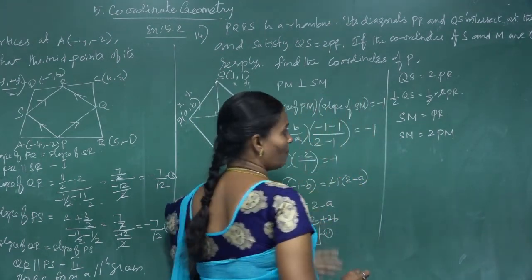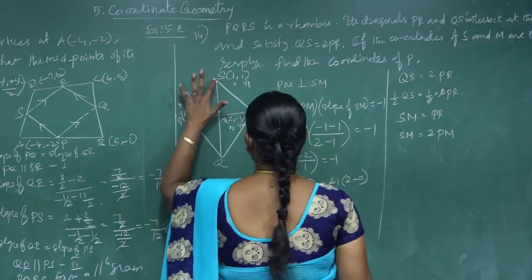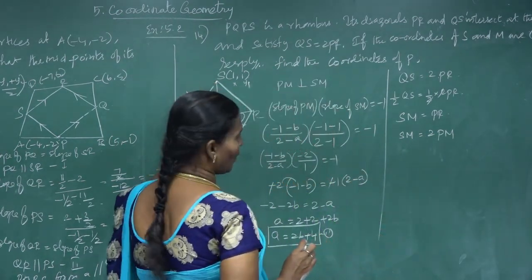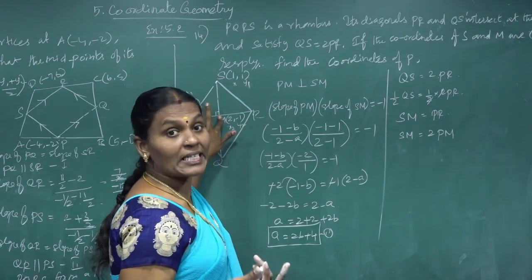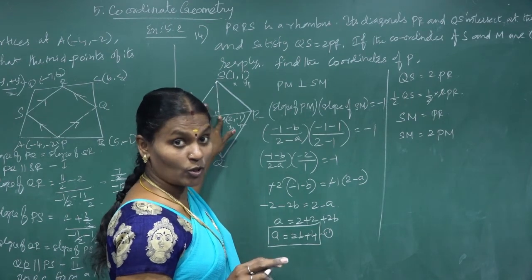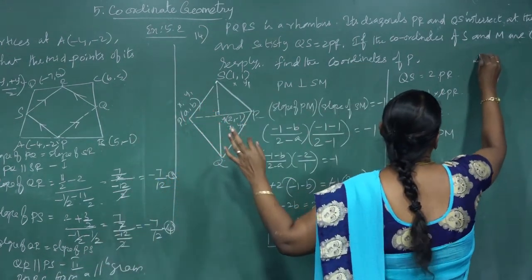Now take this condition. Then what is the length of SM? Now we are going to find out the length of SM. What is the length formula? Length, that means distance formula. Square root of (x1 minus x2) the whole square plus (y1 minus y2) the whole square. What is the distance formula?